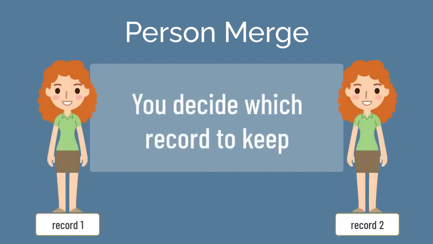During the merge, elements from both records will be added to the final record, but it makes a difference which record you designate as the one you want to keep. Here's what happens during a merge.